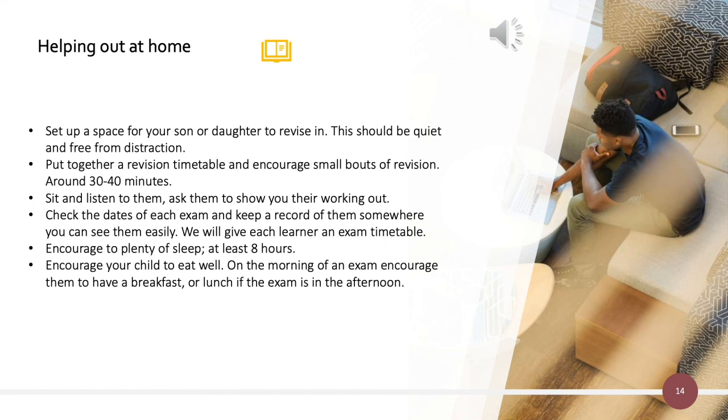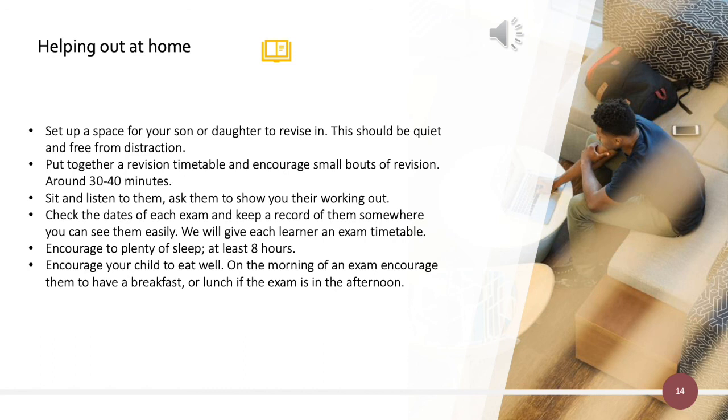We would say that when learners are doing revision, they should put their phones away or certainly put them into a mode such as the in-flight mode so they are free from distractions. Practicing now just 20 minutes per day per subject will really help your son or daughter to achieve in the 2021 examinations. We would also suggest putting together a revision timetable and encouraging those small bouts of revision that I've just mentioned. These revision periods should last no longer than 30 to 40 minutes unless they're undertaking an extended writing task.